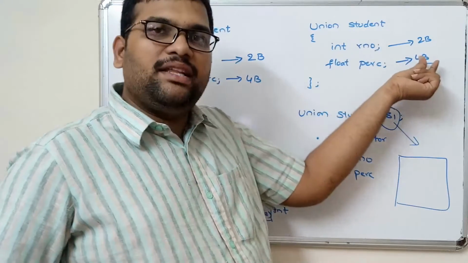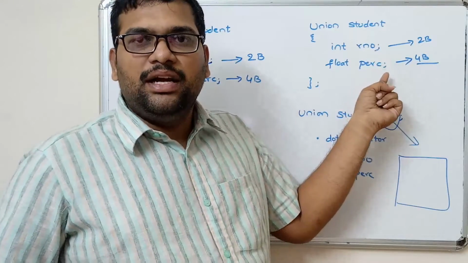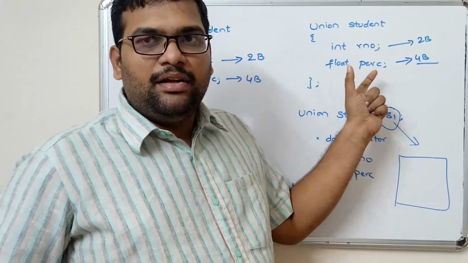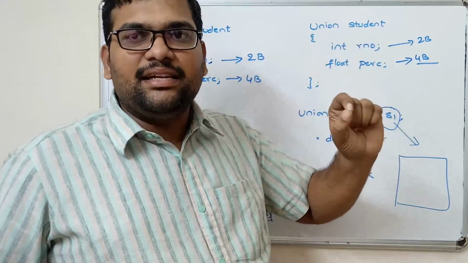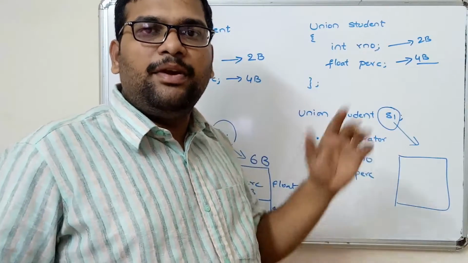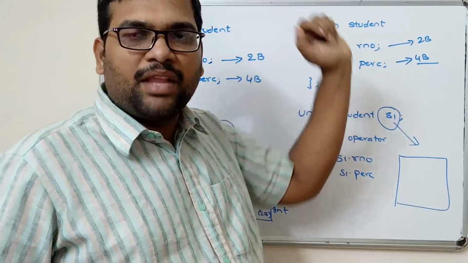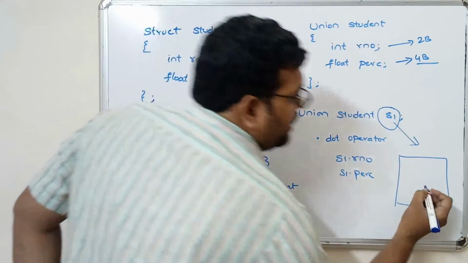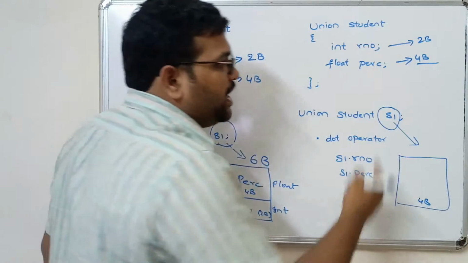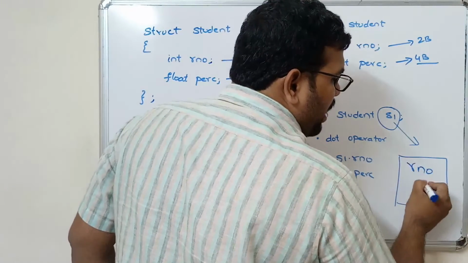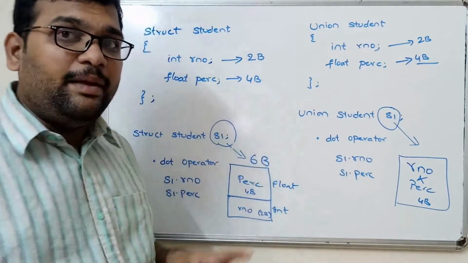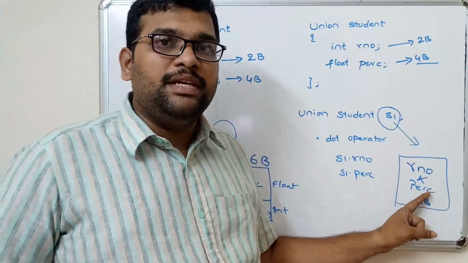So first it will check the size of the individual members and select the highest size. That highest size will be allocated and the same memory will be shared between all the data members. So here it is 4 bytes of memory. These 4 bytes of memory will be shared between rnumber and percentage. So at a time only one value can be stored here.